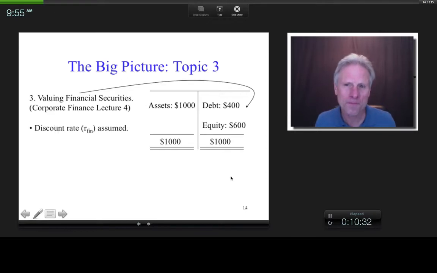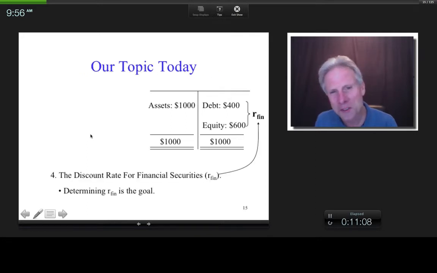So the next topic we went to was the right-hand side of the balance sheet. This was in lecture 4 of this series. And we said, well, why is debt worth 400? And why is equity worth 600? And again, what two things do you think we needed to figure that out? Well, at this point, you're well trained, right? You're telling me cash flows and a discount rate, the two things you need to value anything. However, for now, we assumed that we knew the discount rate for financial securities.